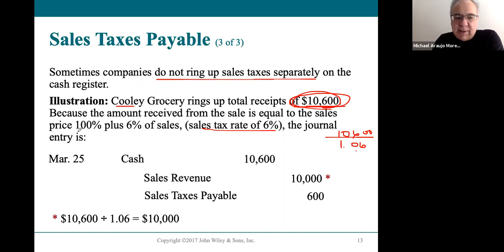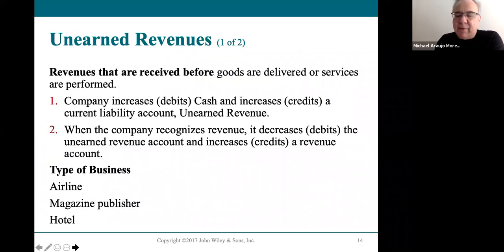That's 100% of the sales plus the 6% tax. So 106, 106% in decimal form is 1.06. That's how we would figure out if you get questions like that.